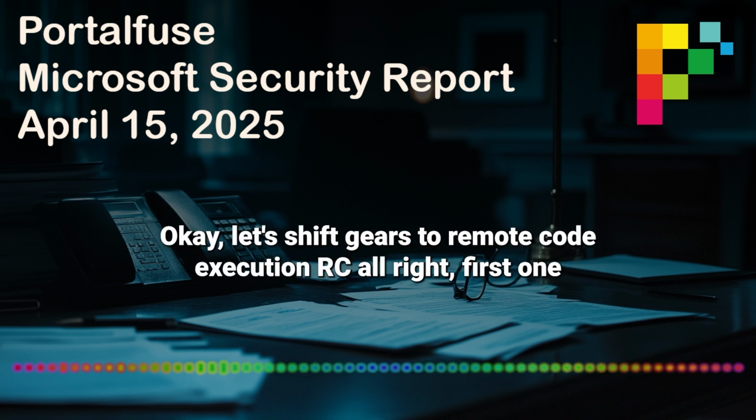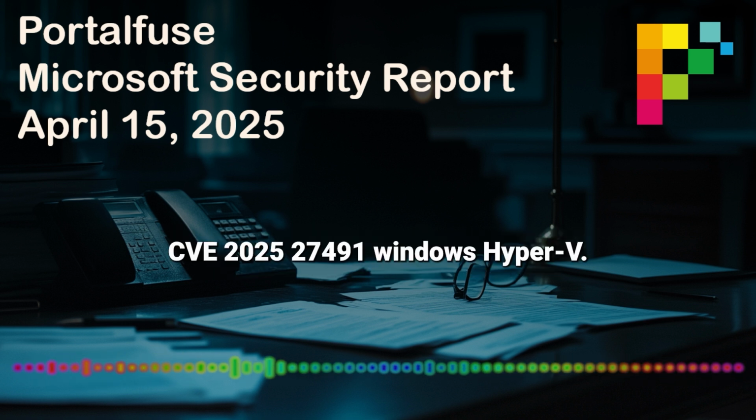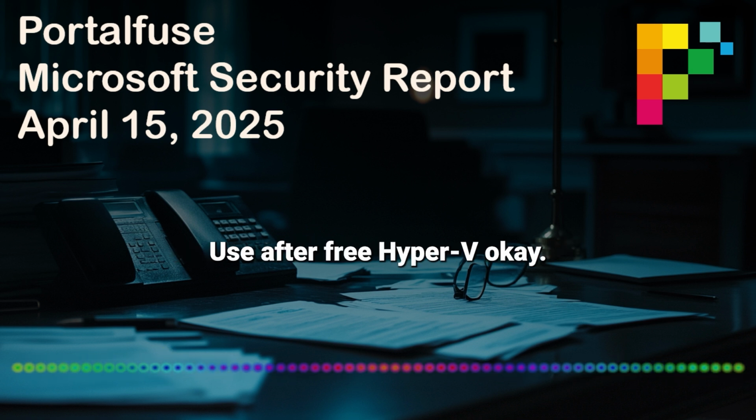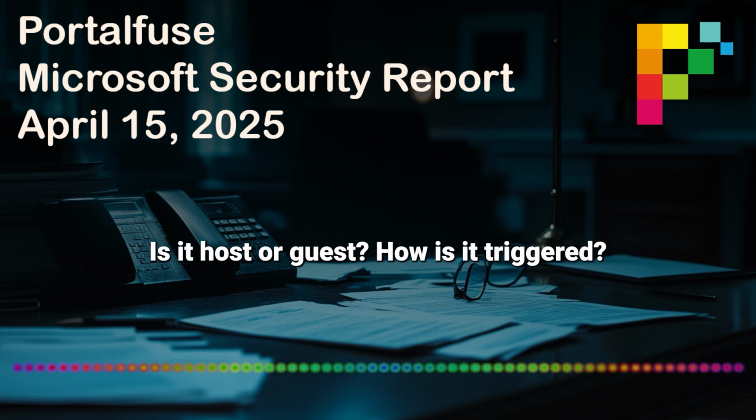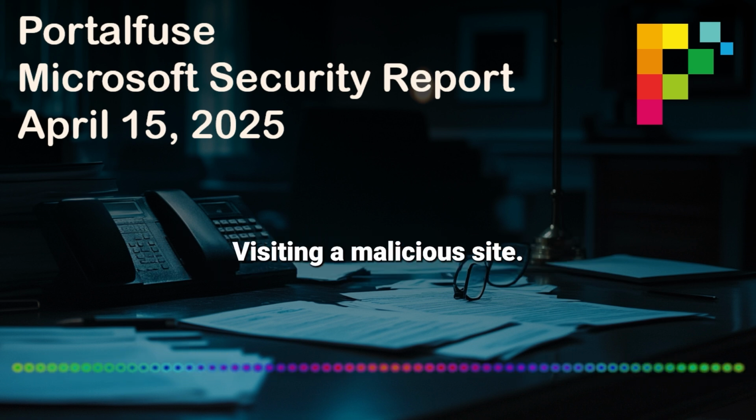Makes sense. Okay, let's shift gears to remote code execution, RCE. All right, first one. CVE 2025-27491. Windows Hyper-V, use after free. Hyper-V. Okay, is it host or guest? How's it triggered? It's listed as a local attack, needs low privileges, but requires user interaction, visiting a malicious site. High complexity race condition, too.